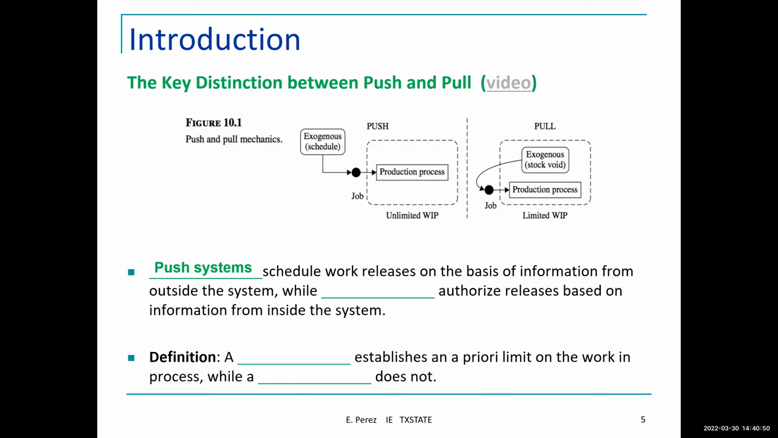Push systems schedule work releases on the basis of information from outside the system, while pull systems authorize releases based on information from inside the system. So a pull system establishes a priority limit on the work in process, which the push system does not. And that's what we are trying to differentiate here.